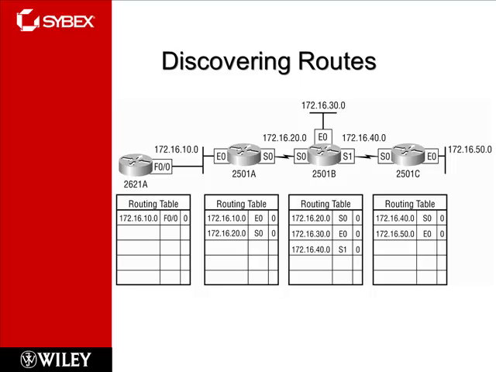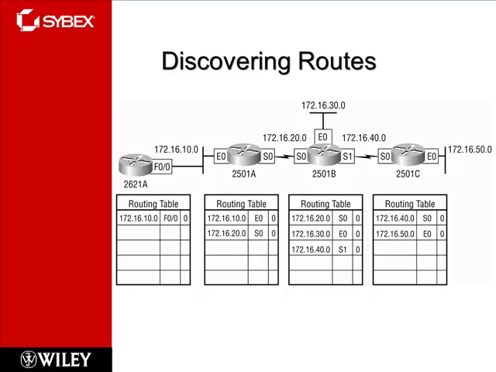I probably should have started at the other end. It'll work better because I don't have as many networks. If we use the 2501C, it knows about the 16, the 40, and the 50 networks. 2501B already knows about 40. So when C advertises 40 and 50, B looks and says, I know about 40, I won't add it. I don't know about 50, so I will add 50. And 50 goes out serial 0, and we add 1 to it to say that it's 1 hop away.